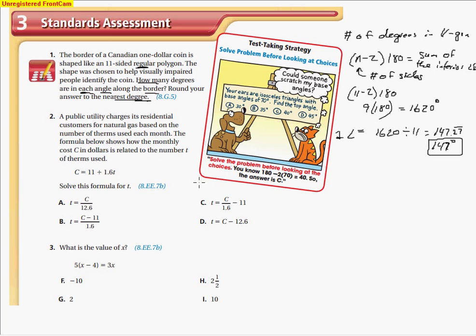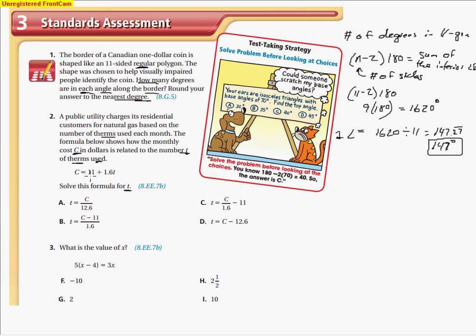Looking at the next one, it says a public utility charges its residential customers for natural gas based on the number of therms used each month. The formula below shows the monthly cost C in dollars and is related to the number T in therms used. And they're just asking us to solve for T.